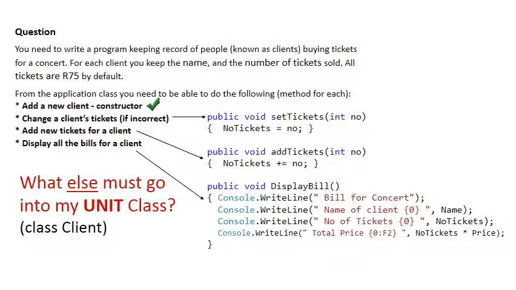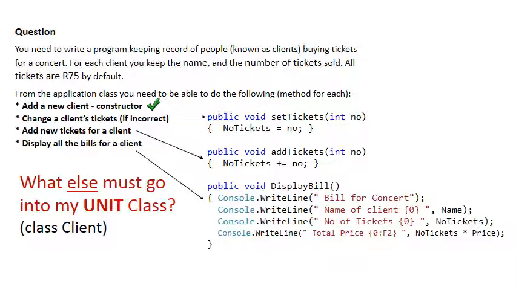And then the fourth thing that needs to be done is to display all the bills of a client. Now this method, display inside the unit class, is a very standard method. Notice it only displays one client. So you simply normally have write line statements that display the attributes of the client.